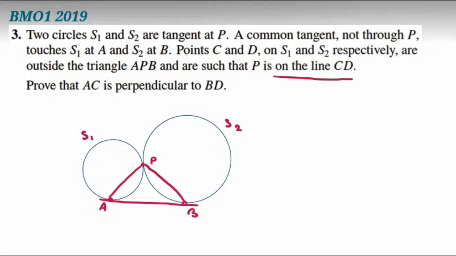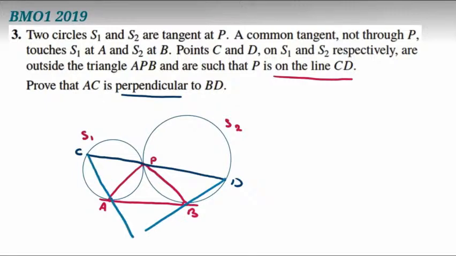Okay, so let's draw them with a different color. It will be something like this. CD. Then it says prove that AC and BD are perpendicular. So if I draw them, BD will be this, AC will be this. Then we call, for example, this one N. We want to prove that N is 90.